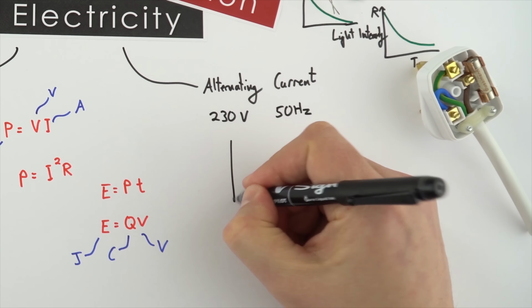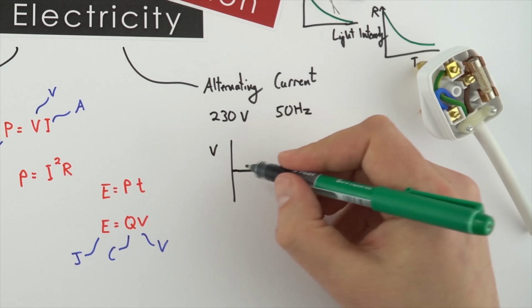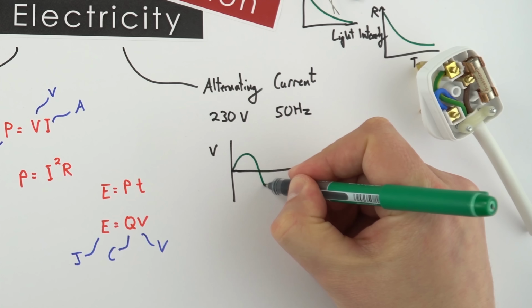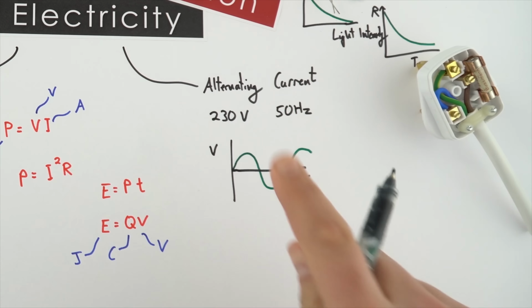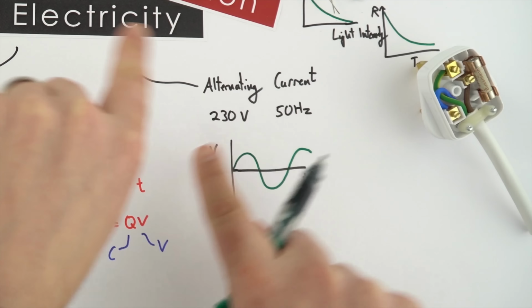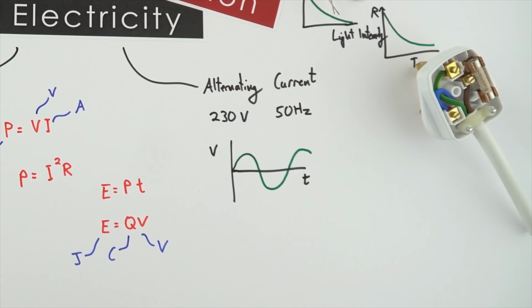second. If we were to look at this on a graph, this means that sometimes you've got a positive value and sometimes it's negative. And this means that the current flows one way, then the other, then the other way, then the other, really, really quickly.